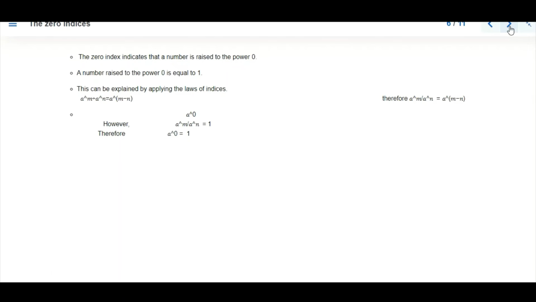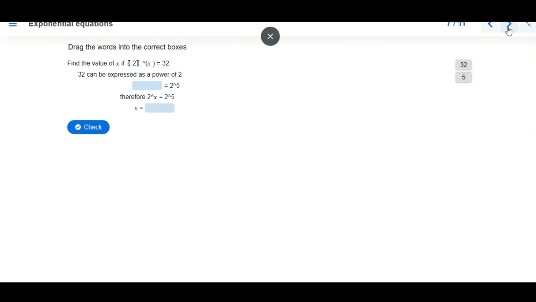Before then, we still have what we call zero index. This one is telling us that when you have zero indices, anything that is raised to the power of zero will give us 1. That is a law under indices. So anytime you have any base number raised to power of 0, then definitely you just know that the answer is 1.